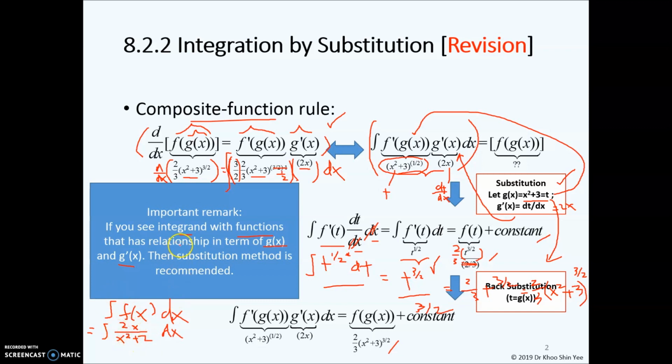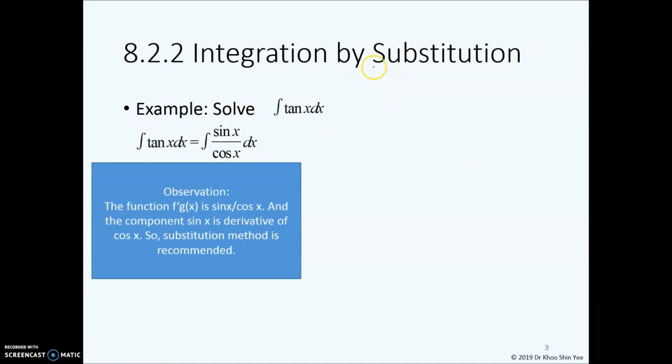So in this case, we can use substitution. What should you substitute? You let t equal this, and dt over dx, you get 2x, so dt equals 2x multiplied by dx. You can use this to solve it. So let's continue with more problems for the integration by substitution.